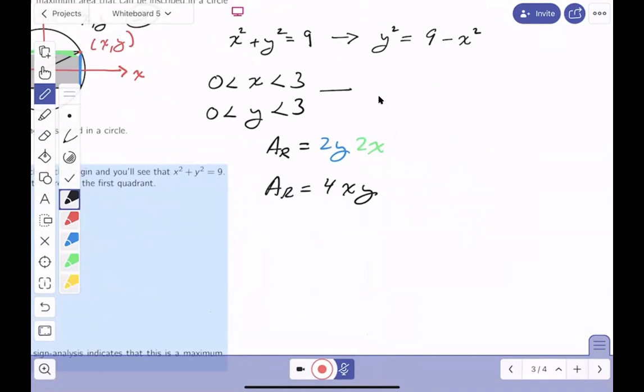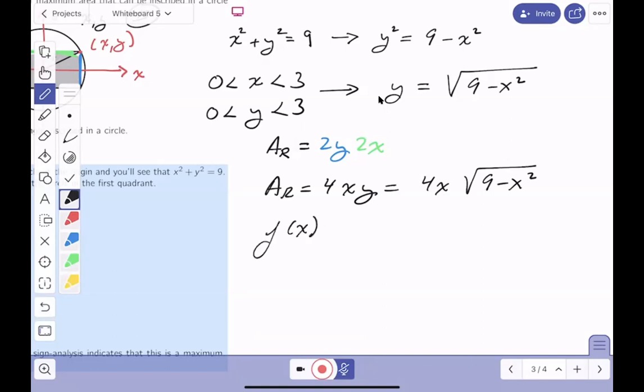Now, if I'm sticking with this, y is not going to be plus or minus. It's going to be the root of 9 minus x squared. So let's write that down. So I get 4x, the root of 9 minus x squared. So I'm going to write my function down, and my function is 4x, root of 9 minus x squared. I'm going to write it a little bit differently: 4x times (9 minus x squared) to the 1/2 power.